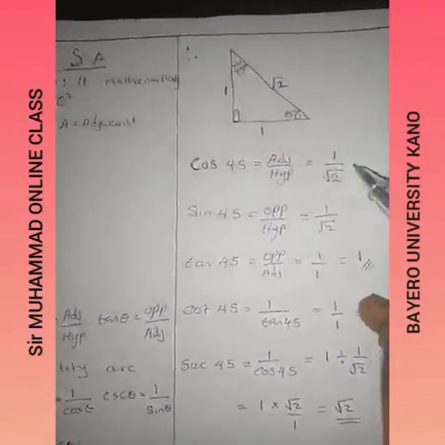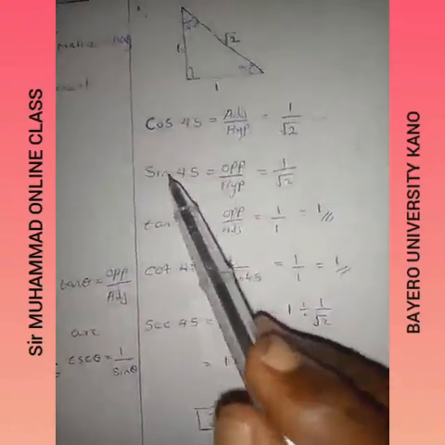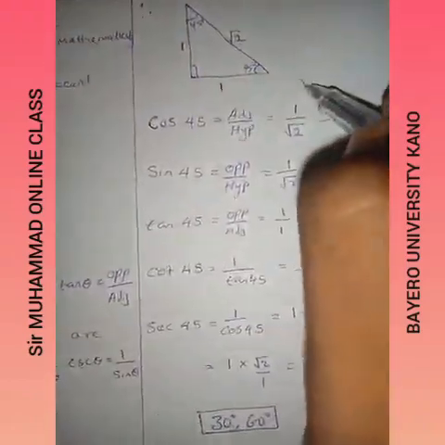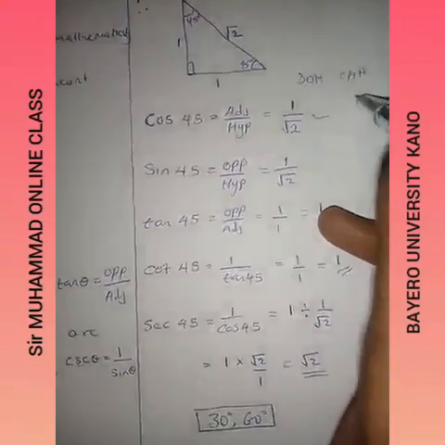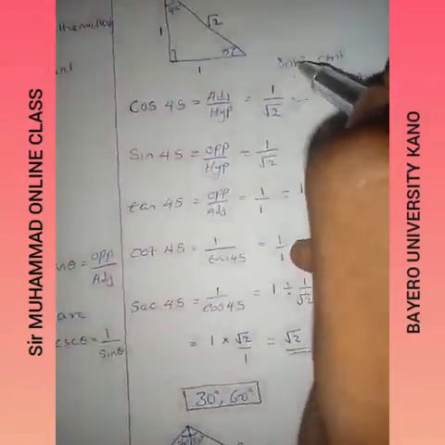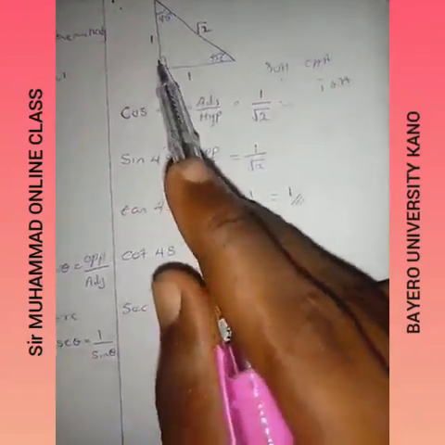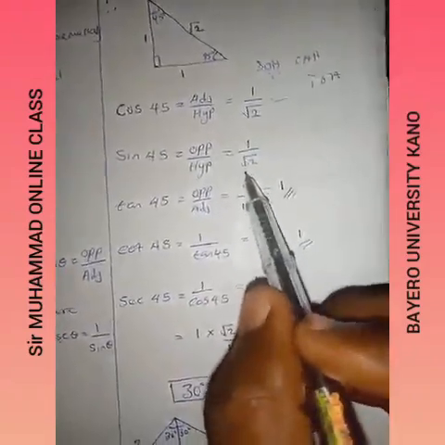So 1 over root 2 is our special angle for cos 45. So sine 45, what is sine? Sine is opposite over hypotenuse. So sine 45 will be opposite over hypotenuse, which is also 1 over root 2.